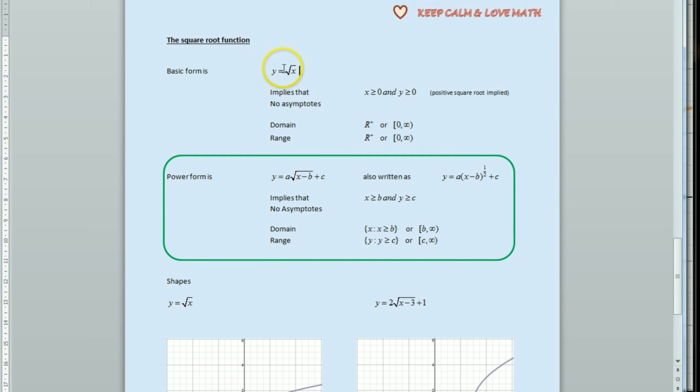It's allowed to equal 0, the square root of 0 is 0, but it can't be negative because we can't get the square root of a negative number. And because we've asked for the positive square root, y will be greater than or equal to 0.